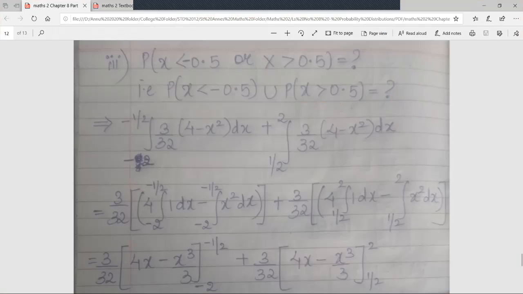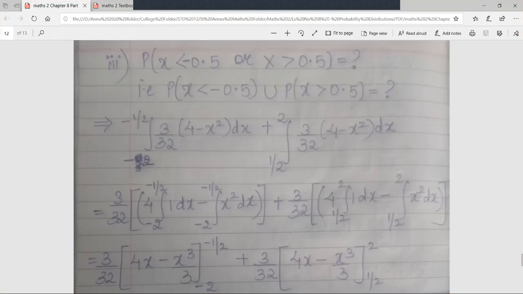So moving on with that, x less than minus 0.5. So minus 0.5 is nothing but minus half. So the limit which was given to us was from minus 2 to 2. So we'll take the integral minus 2 to minus half, as minus 2 is smaller than minus half.